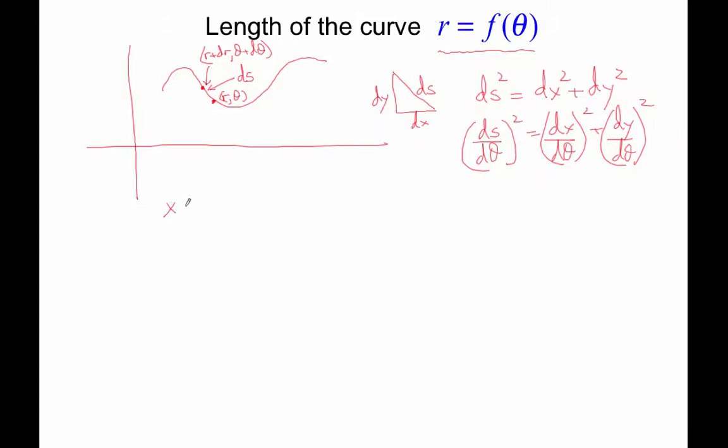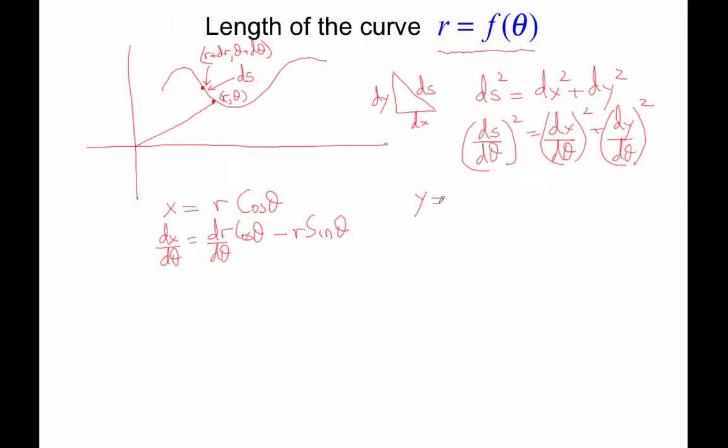x is a function of theta because x is r cosine theta, and of course r is itself a function of theta. So as theta changes, let's say we go from (r, theta) to (r plus dr, theta plus d theta), obviously r has changed. Now let me take dx by d theta. That's dr by d theta times cosine theta, and then I leave r alone and differentiate cosine theta, so I get minus r sine theta.